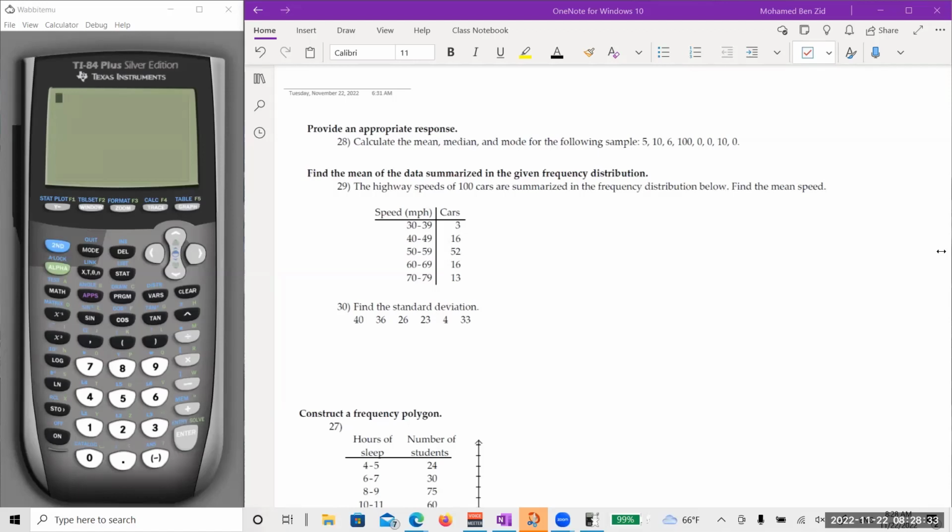So the first one, question number 28, you want to figure out the mean, the median, the mode. The way to do this is to go to stat, edit, enter, and you enter those numbers. So 5, enter, and then 10, enter, 6, enter, 100, and then 0, and then 0, and then 10, and then 0.